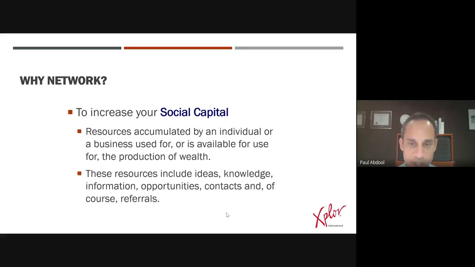It's resources accumulated by an individual or a business used for or is available for use for the production of wealth. And the wealth doesn't necessarily mean money. And the resources are not necessarily money. The resources are ideas, knowledge, information, opportunities, and as you try to build your business or your own, whatever you're involved with, you want people to speak highly of you and provide referrals. So all of these things are really important, and I know they've been valuable to Michael and Skip throughout our lives.